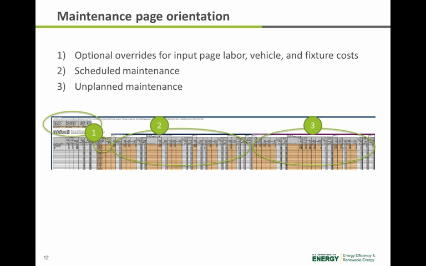Okay, and here's a visual overview of the maintenance page. You can see section 1 there. That provides some optional user overrides. By default, the tool will use the labor, vehicle, and fixture costs that the user entered on the input page. But if, say, maintenance was contracted out to a third-party contractor, then it might be necessary or valuable to enter specific labor, vehicle, and/or fixture costs on the maintenance page just for use with the maintenance. And then section 2 there is the scheduled maintenance, and section 3 is the unplanned maintenance section.